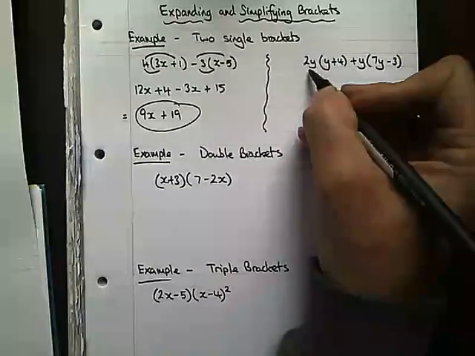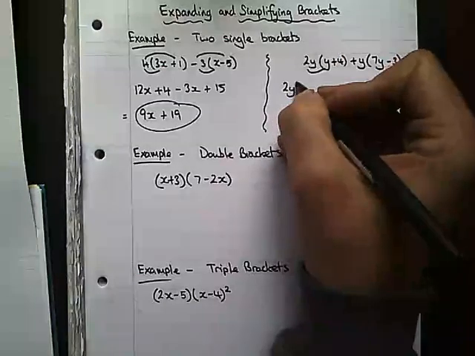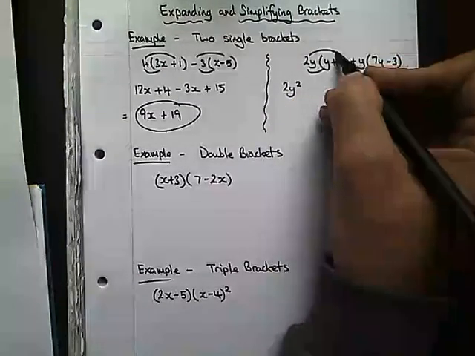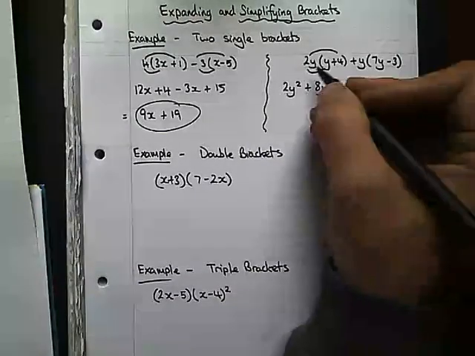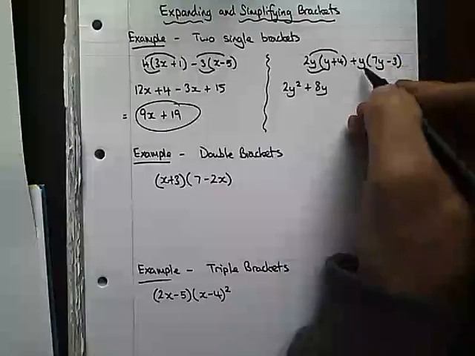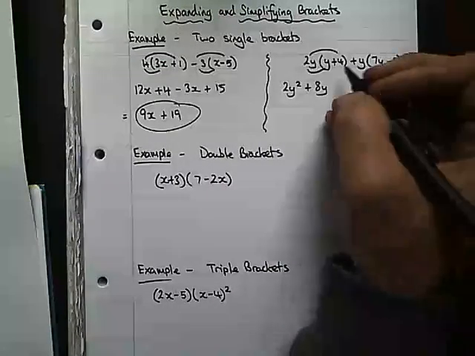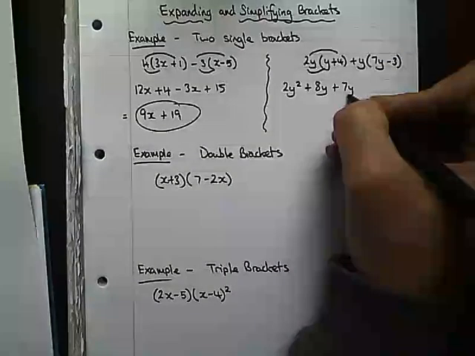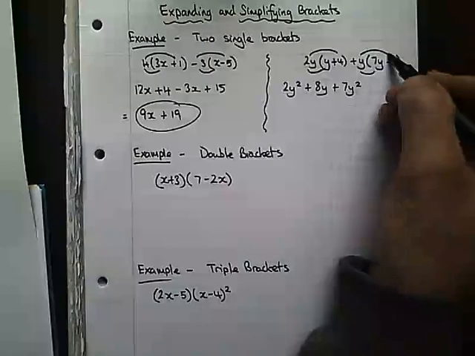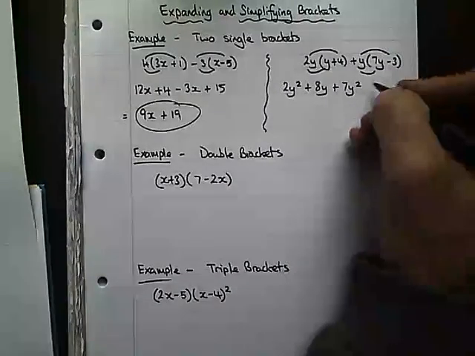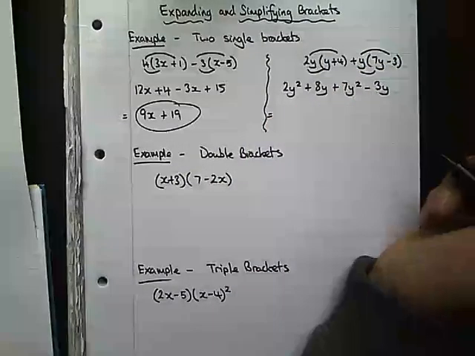Let's expand the brackets first. 2y times y gets me 2y squared. 2y times plus 4 gets me plus 8y. 2 times 4 is 8, and we've got the y. Then we've got y times 7y, and that's a plus y times a plus 7y. So that's plus 7y squared. And then we've got a y times a negative 3, a plus y times a negative 3, so that's negative 3y. So again, we need to simplify the answer.